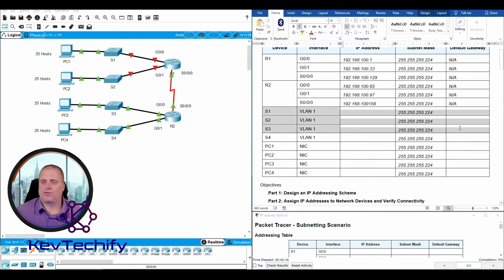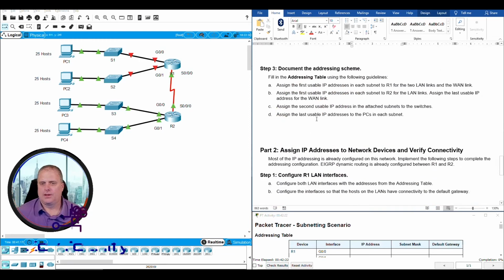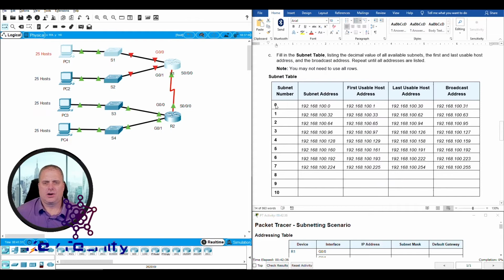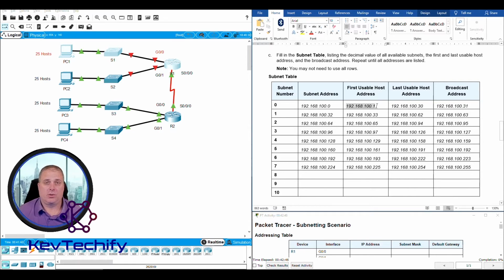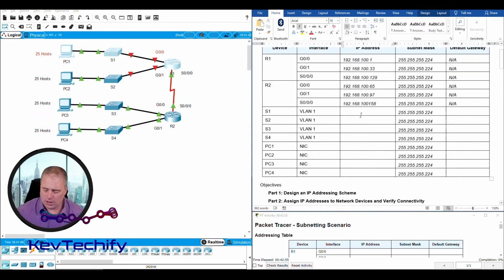Now we have to address our 4 switches. Our 4 switches said assign the second usable IP address in the attached subnets to the switches. Okay, subnet 1 is right here. It's got S1 in it. If we come up here, our first subnet, and sorry, that's subnet 0, our first subnet, our first usable IP address was 192.168.100.1. Add 1 to it, that turns it into 192.168.100.2. That gives us our IP address for VLAN 1 on switch 1, 192.168.100.2.